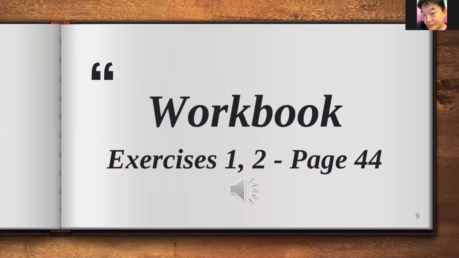Number 4, Francine has a sprained ankle. She shouldn't play soccer. She should get a pair of crutches.